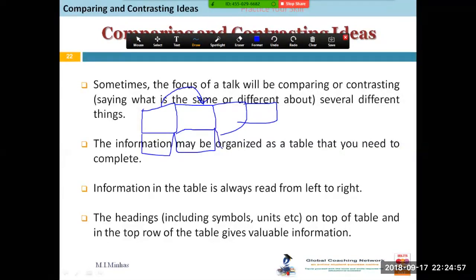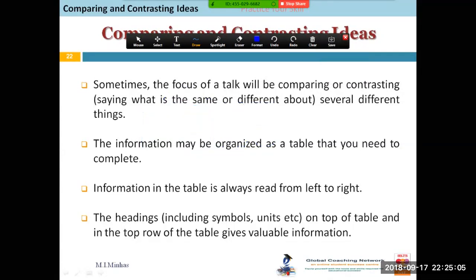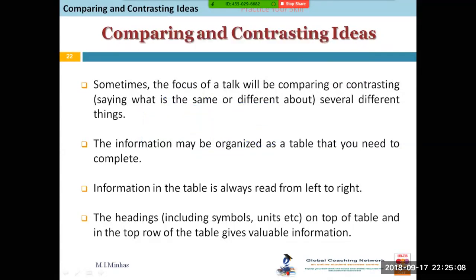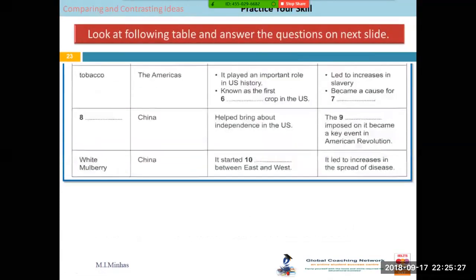Okay, this is a table. I'm sorry if you are finding a teeth or something else. I don't know what it is, but this is a table, right? Trust me. So now the information may be organized as a table that you need to complete. We have already seen it. Information in the table is always read from left to right. I've already demonstrated it. The headings, including symbols and units, in the top row of the table give you valuable information. Let me show you.